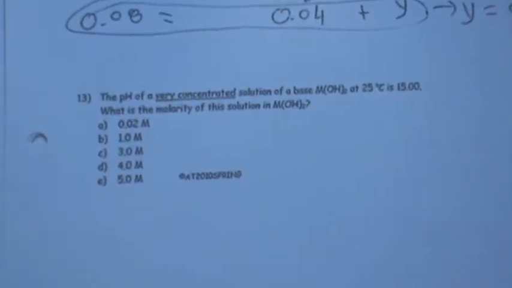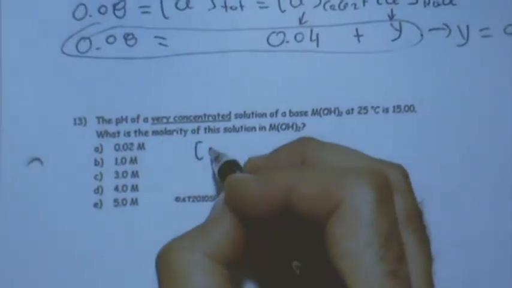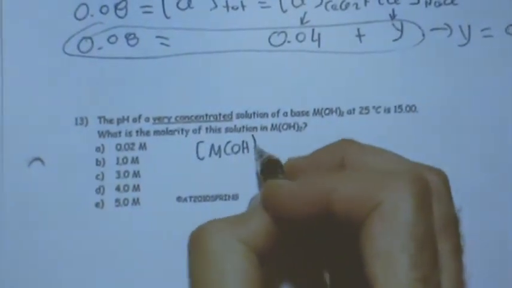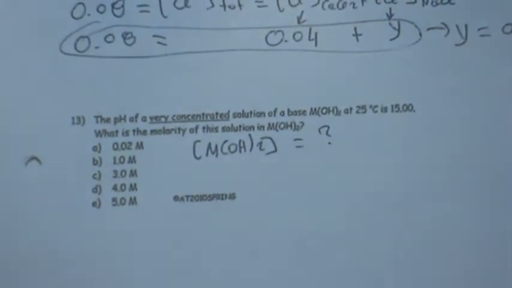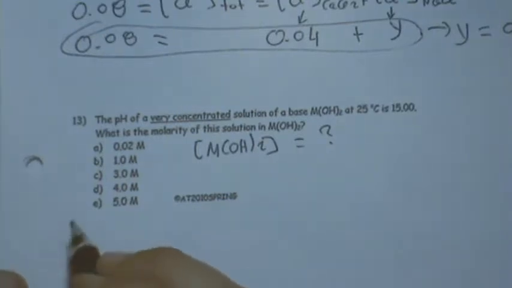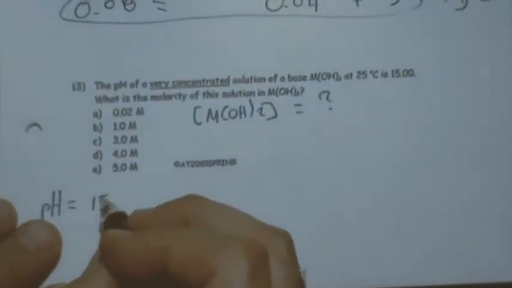So what we want to find is the concentration of the base. How many moles per liter will we have? And we know what? The pH. Seems similar to the other one, doesn't it? Right? So we start with what we know. What's the pH? pH is equal to 15.